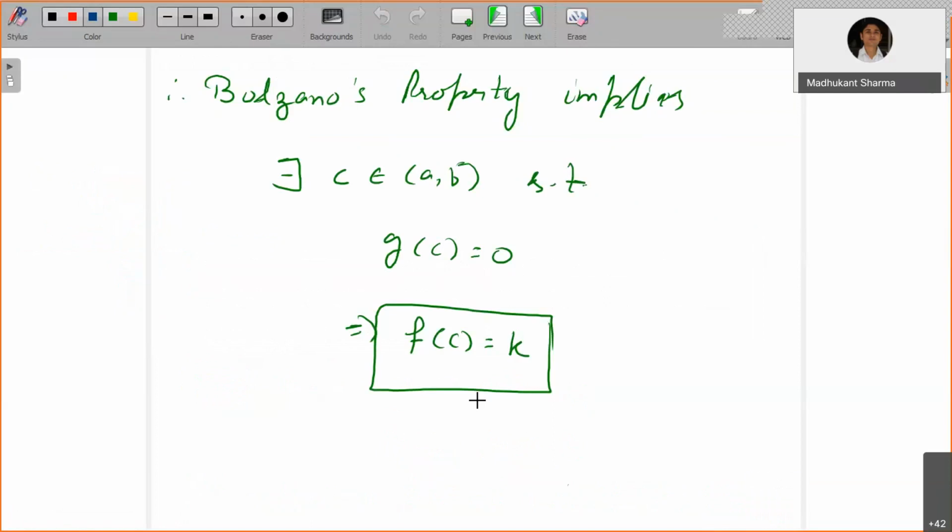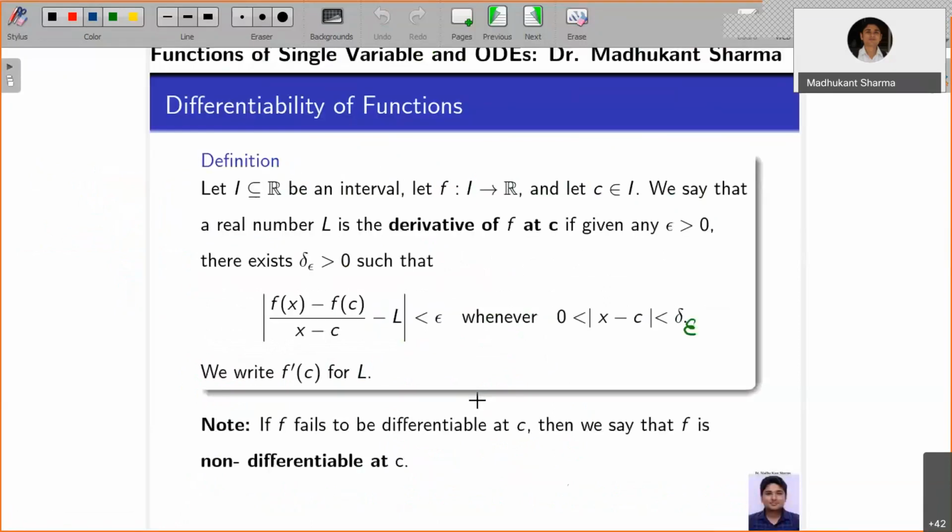So this is explained now. Now the next topic is differentiability of functions of a single variable. If you recall the fundamental definition of differentiability, f'(c) exists if the limit as x tends to c of f(x) minus f(c) divided by x minus c exists.